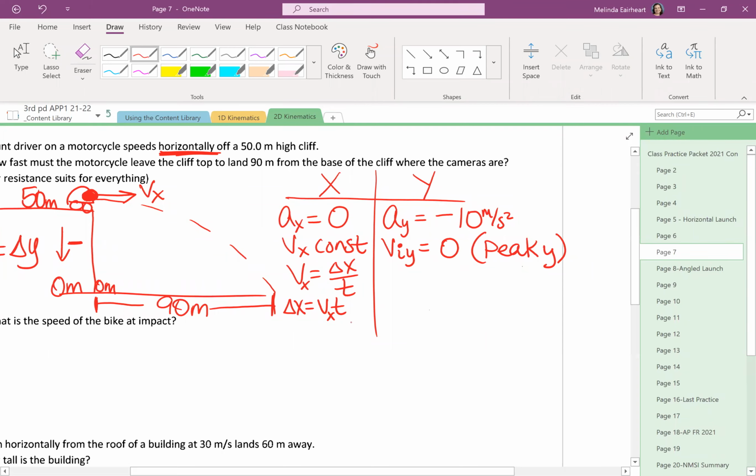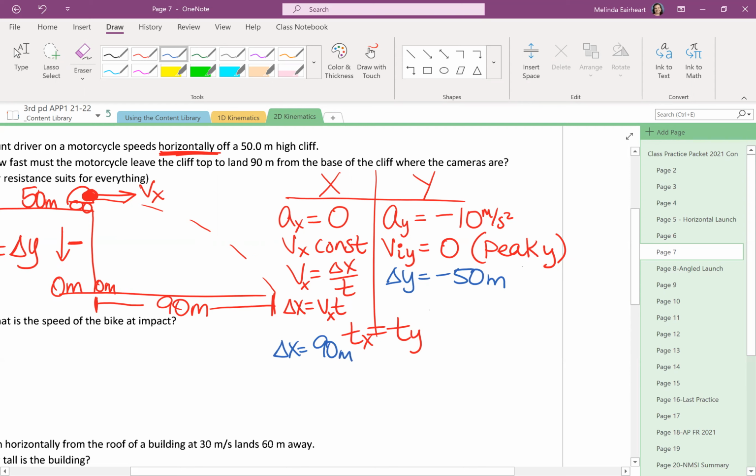And then the other little bit is that big idea that time is the same in both columns. So everything I just wrote in those two columns is true for all your 2D, okay? It's true for all your 2D problems. None of that was written in the problem. Now let's add in. We know the vertical displacement. Based on my sign convention, I got to go with -50 and a horizontal displacement of 90.